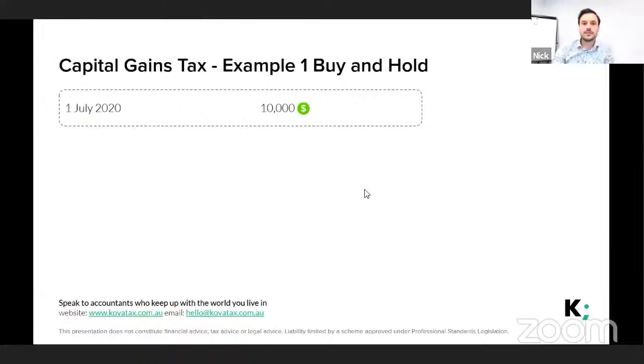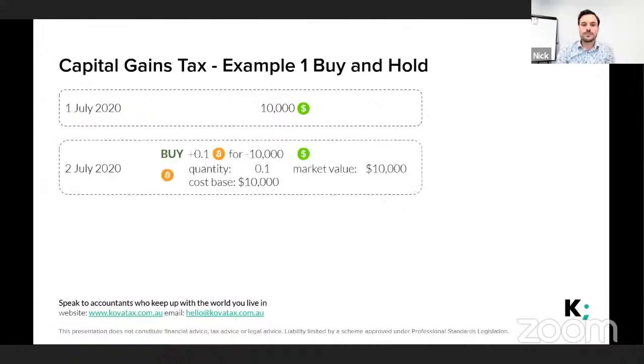So he takes his $10,000 Australian and deposits it into an exchange such as Binance, and he makes a purchase. He purchases 0.1 Bitcoin for his 10,000 Australian dollars. So he now has a quantity of 0.1 Bitcoin. He no longer has any Australian dollars, and that's his purchase. The market value of the Bitcoin was $10,000 for that 0.1 Bitcoin when he purchased it. So that's the value of that parcel for that quantity.